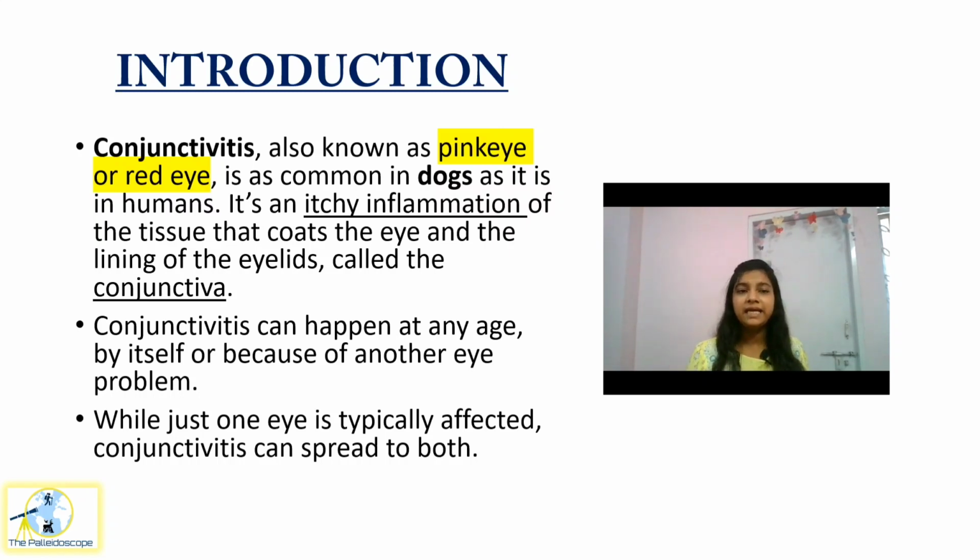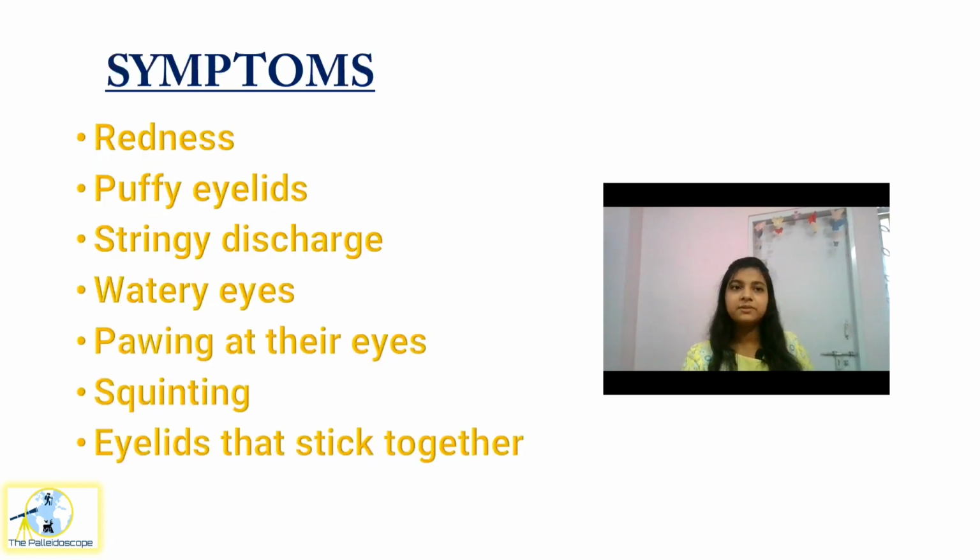Conjunctivitis can happen at any age by itself or because of another eye problem. While just one eye is typically affected, conjunctivitis can spread to both. When it is infectious, because of bacteria or virus, it can easily spread to both eyes. As in humans, similar symptoms will be seen in dogs: redness, puffy eyelids, stringy discharge, always watery eyes, pawing at the eyes, squinting, and eyelids sticking together. These are the common symptoms of conjunctivitis.